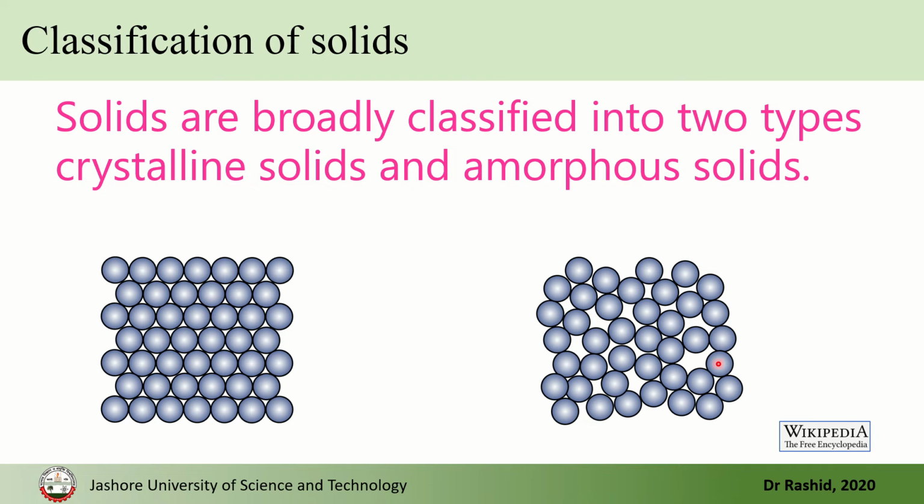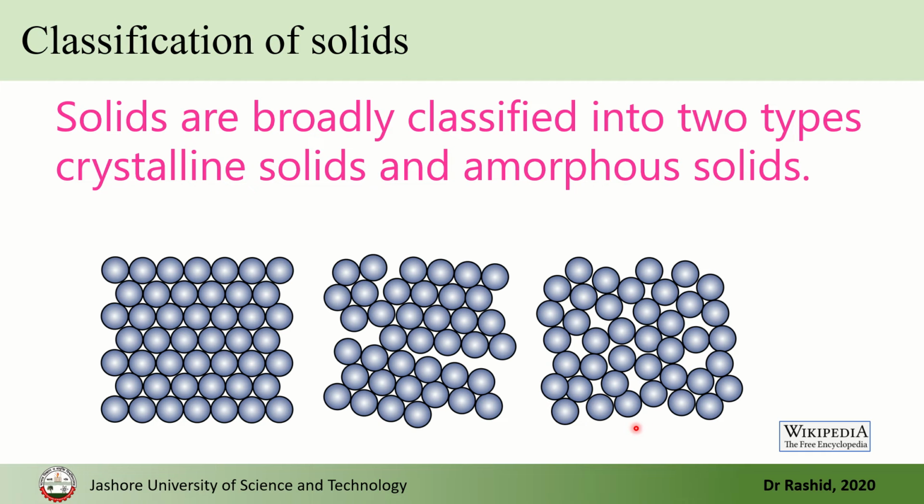So solids are classified into two types. One is crystal and another one is amorphous. In crystal solids, you shall find a regular arrangement of the atoms in space. That is, there is a long range order in the arrangement of the atoms. But in the amorphous, there is no order in the arrangement of the atoms. Sometimes you shall find an intermediate state between these two.